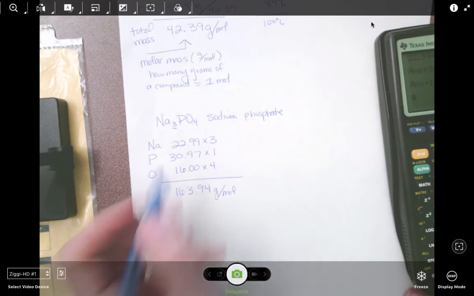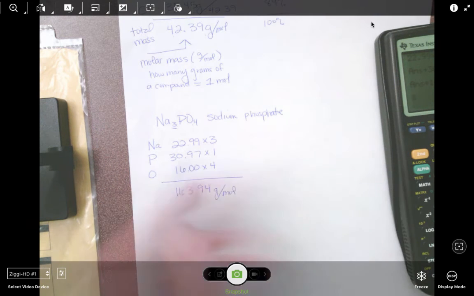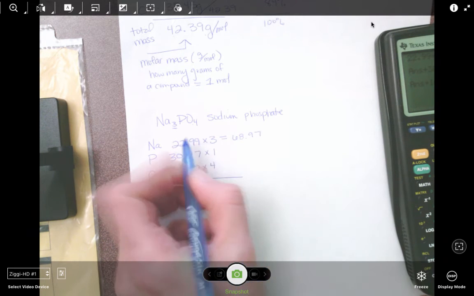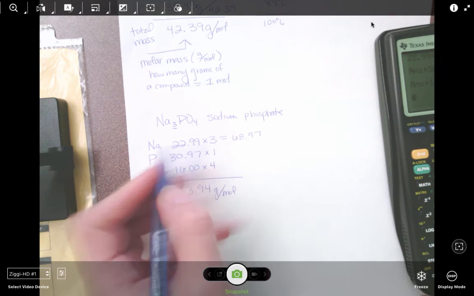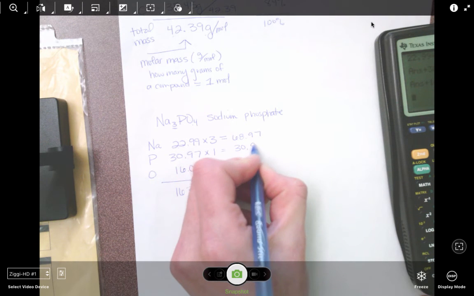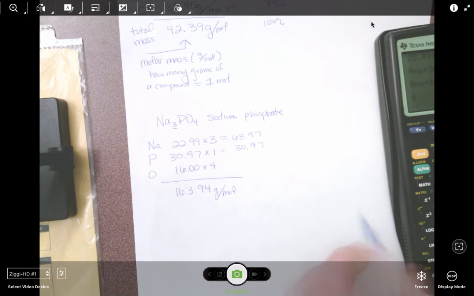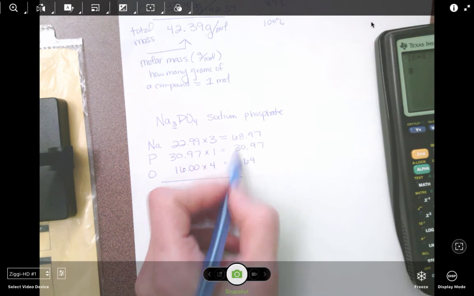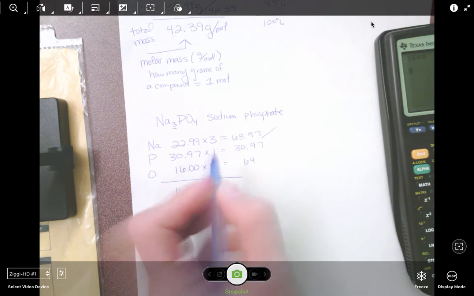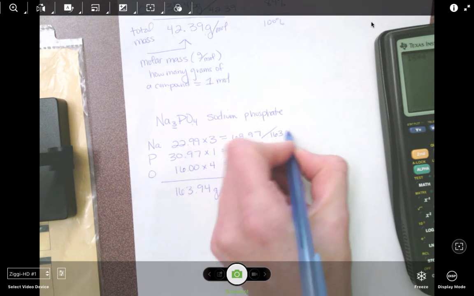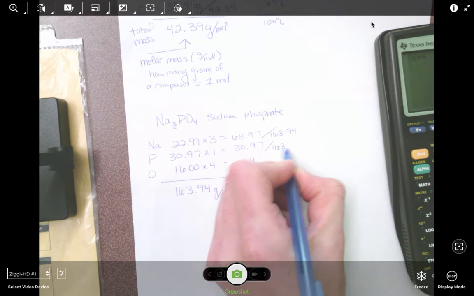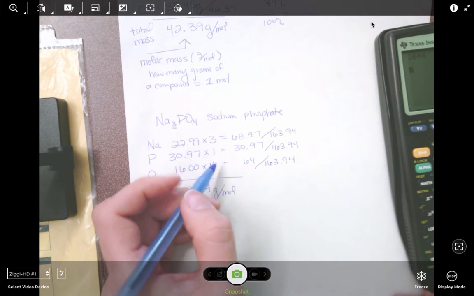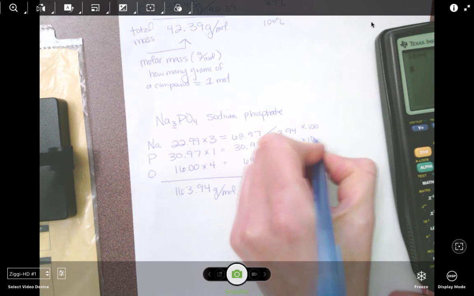All right, so now that I have my total mass, I need to divide each of these. So this right here equals 68.97. 22.99 times 3 is 68.97. And then 16 times 4 is going to be 64. Okay, so that's the total mass of each of them. I'm going to divide that by the total mass of the compound, and then I need to multiply that by 100 to get it into a percentage.